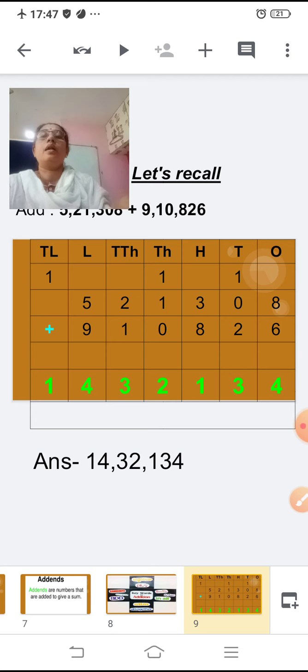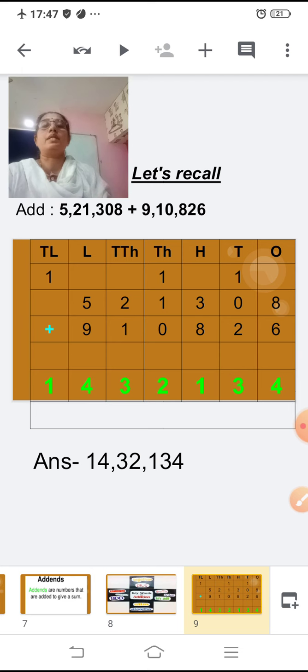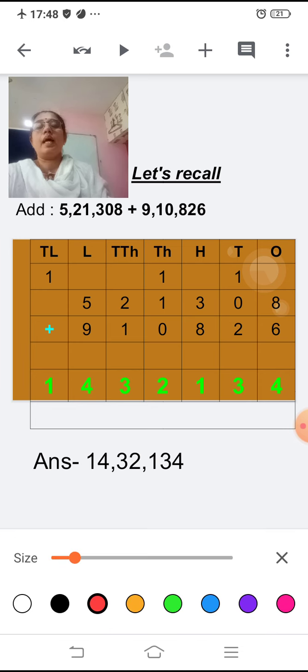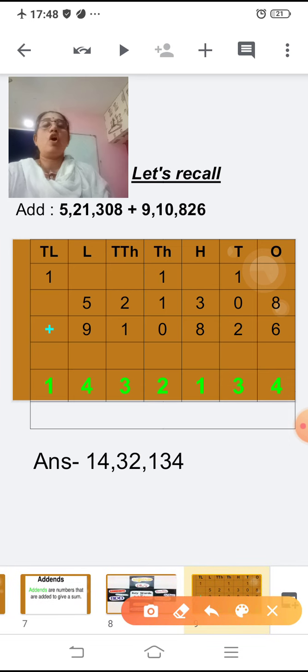Now in this sum you have to add two numbers: 5,21,308 plus 9,10,826. When you add these two numbers, 8 plus 6 gives you 14, so 4 is written in the ones place. Always keep this in mind: whenever you add numbers, always start from the ones place. Now 8 plus 6 is 14, so 1 is carried over to the tens place.